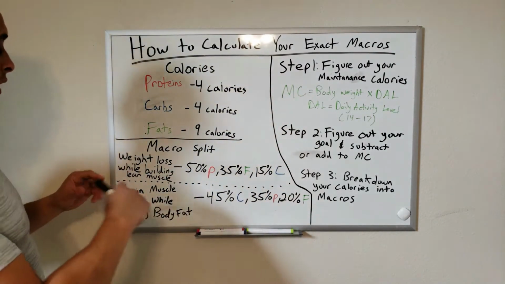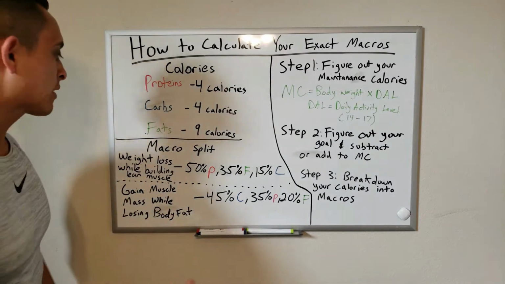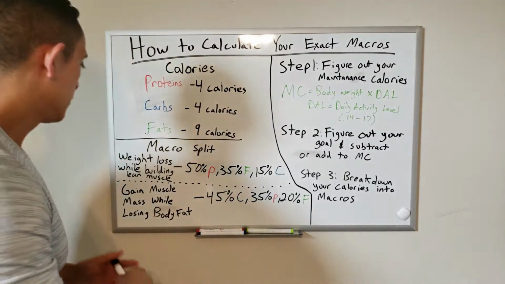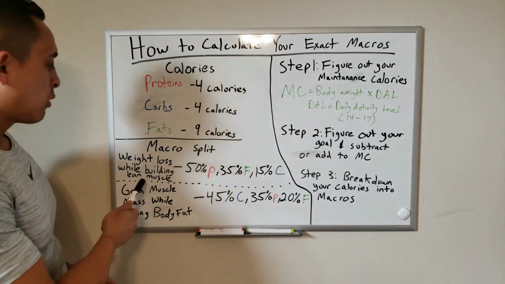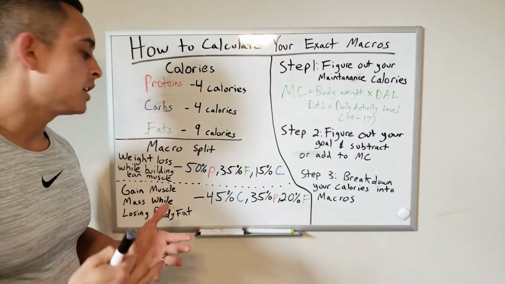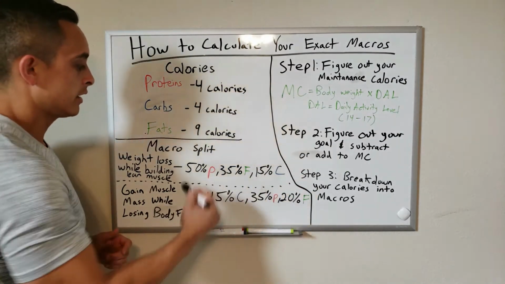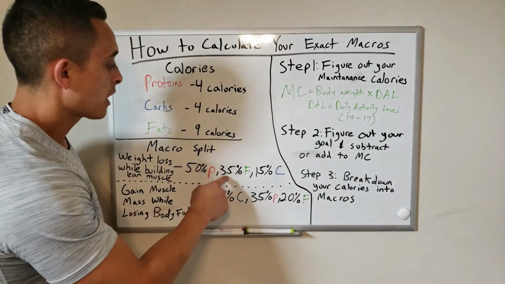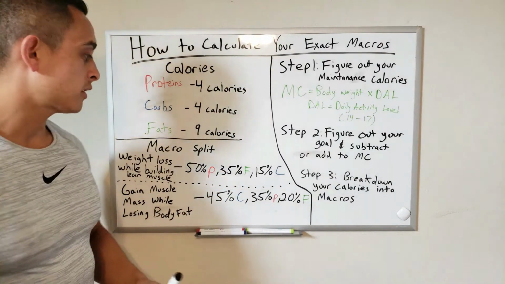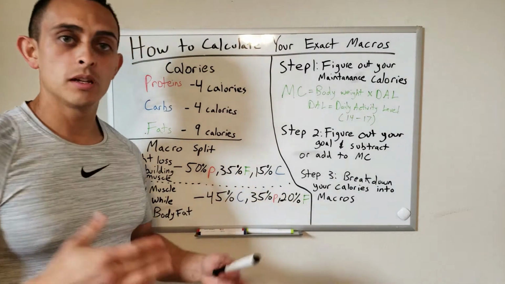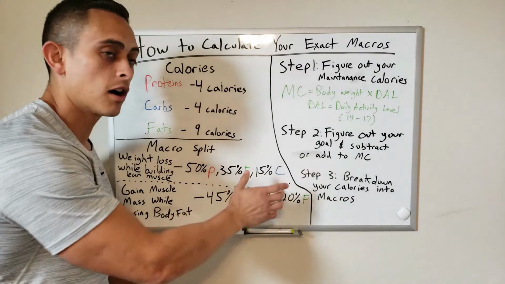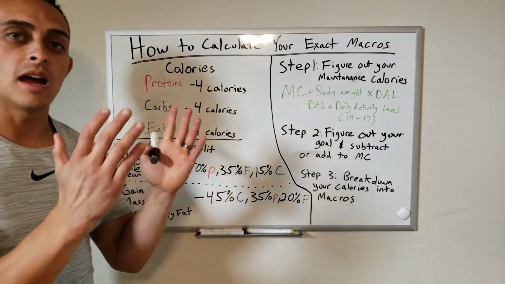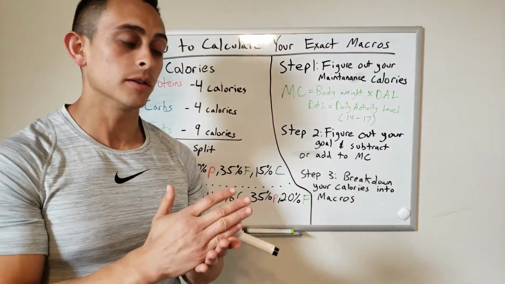This is a macro split that works for most of my clients. It might change based on your goal, but if you're trying to lose weight while building lean muscle at the same time, you can do that, but you got to break it down like this. 50% of your calories will be protein, 35% will be fats, and 15% of your calories will be carbs. Okay, so that's all that means, and we're going to break down how to figure out your exact calories.